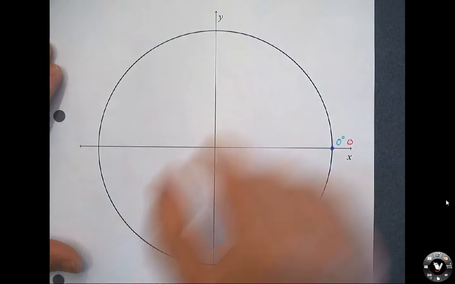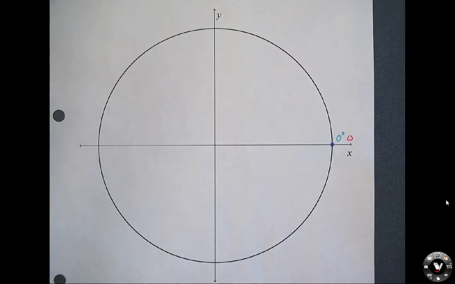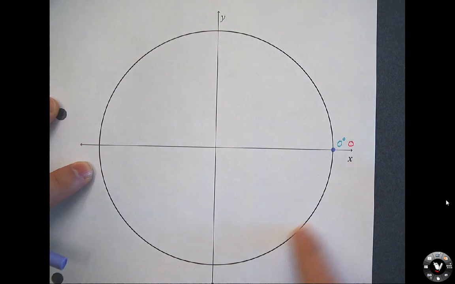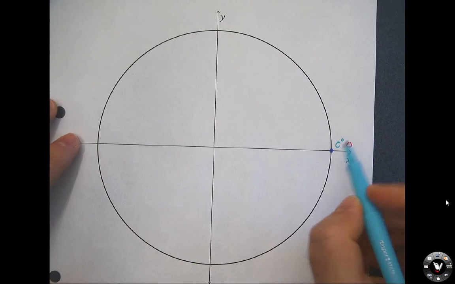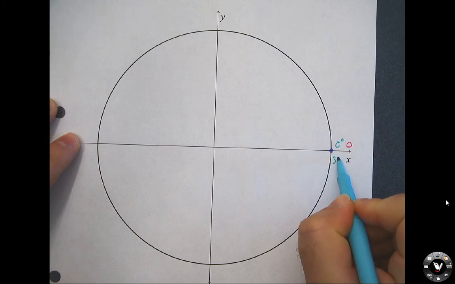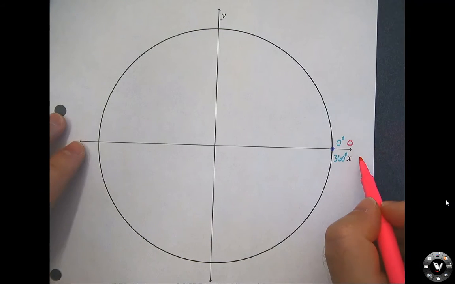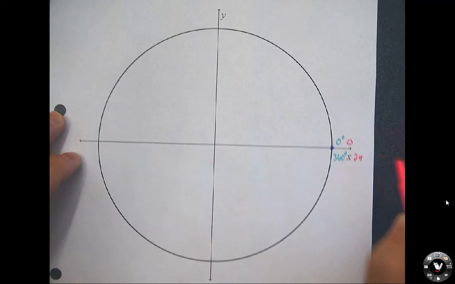Now we could pick anywhere to be 0. It would just rotate everything a little bit. So mathematicians chose this spot to be 0. Then, what we just talked about, a full rotation around the unit circle would take us to 360 degrees, or how many radians? 2 pi radians.